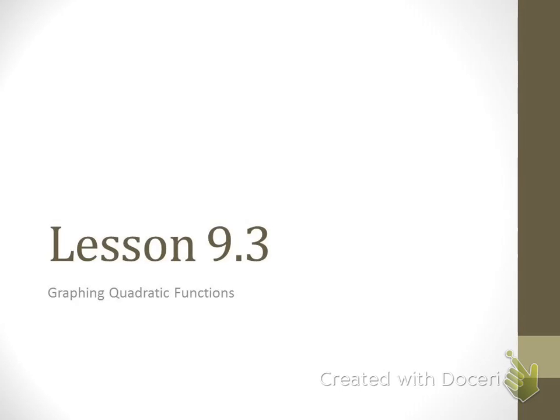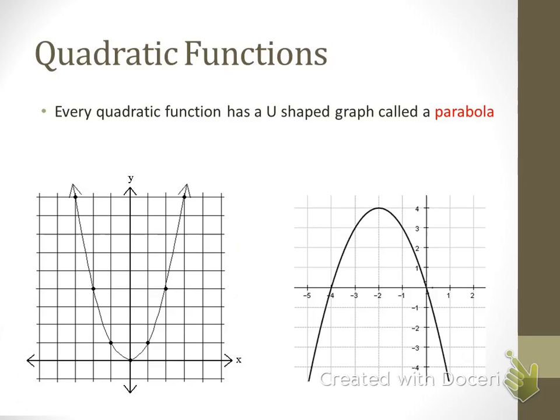Okay, today we're going to start lesson 9.3, which is graphing quadratic functions. A quadratic function, now you don't need to write this down, just look at the graph. A quadratic function, write down the sentence at the top, I'm sorry. Every quadratic function has a U-shaped graph, and that graph is called a parabola. And this parabola looks like these two images that I have here.